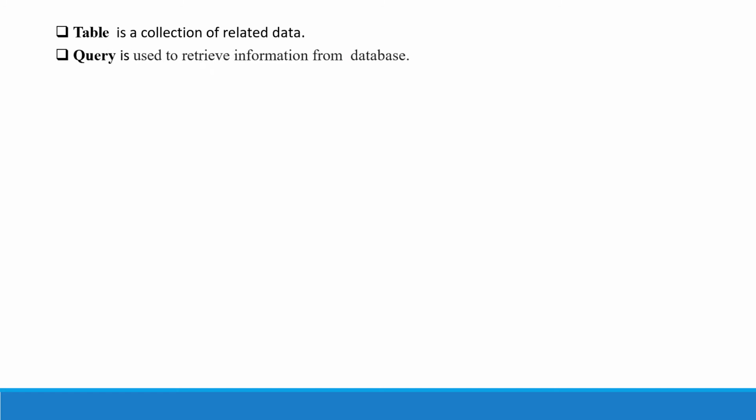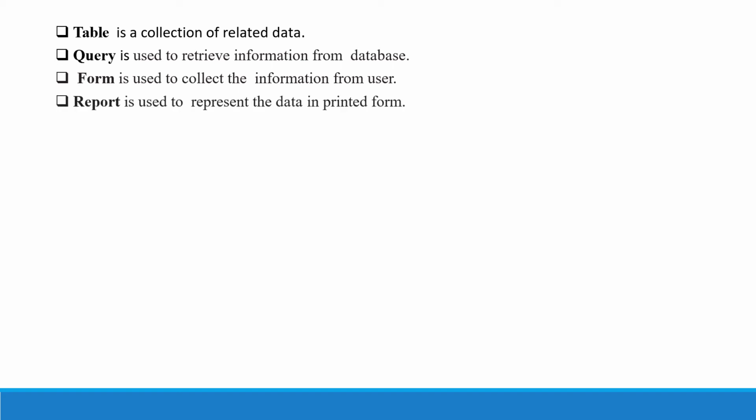This is known as a record. The second one is query. A query is used to retrieve information from the database. To access information from the tables whenever we want, that is nothing but the query. A form is used to collect information from the user. We have seen the form concept and different controls last year. Same like that, whatever information we collect from the user is called a form. And a report is used to represent the data in printed form, that is, the final analysis of your data in the prescribed manner is known as a report.